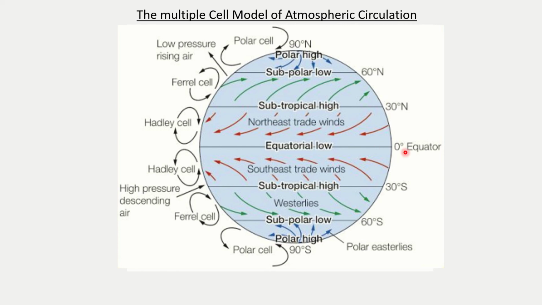It's also worth revising the degrees of latitude at which these events take place. 0 degrees is the equatorial low, 30 degrees is the subtropical high, 60 degrees is the subpolar low, and 90 degrees is where we would find the polar high.